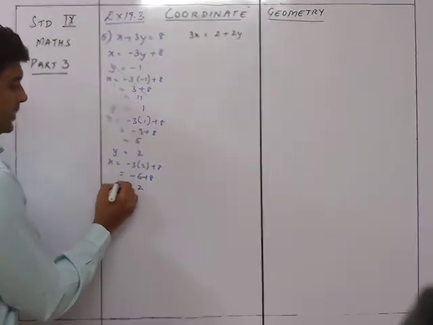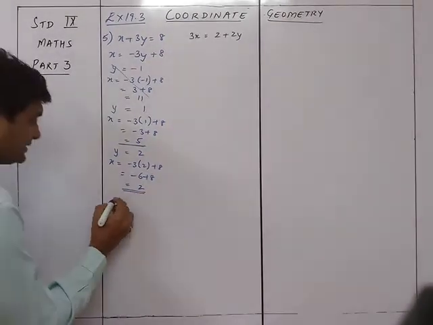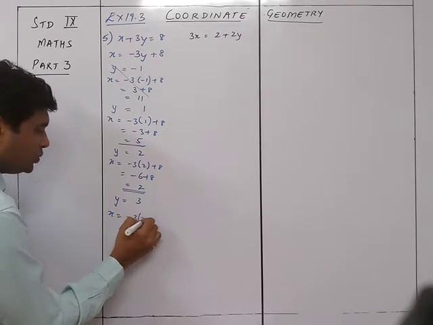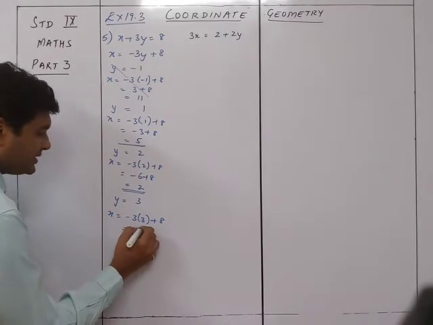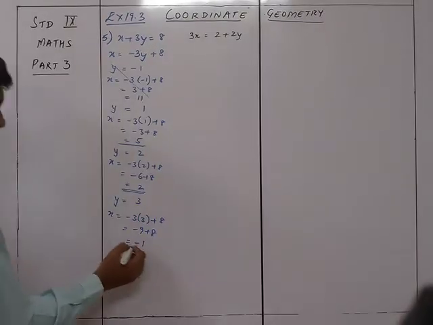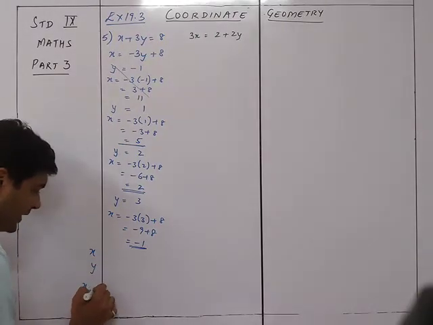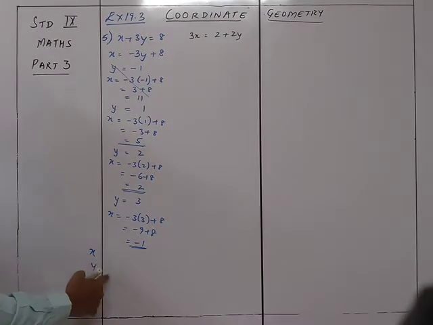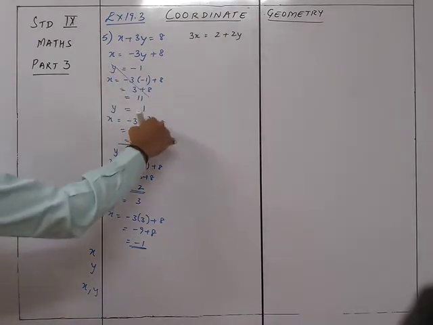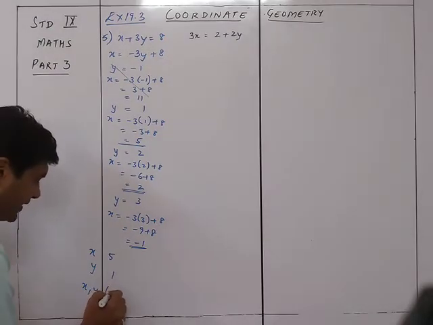So x will be equal to 5 over here, x is equal to 2 over here. And lastly, y is equal to 3 I will take. So x is equal to minus 3 into 3 plus 8, that will be minus 9 plus 8 is equal to minus 1. So this gives you the different values. So this will be x, y and x comma y. So we'll find the x value and y value from these. Here it is 5 and 1, so that will be 5 comma 1.